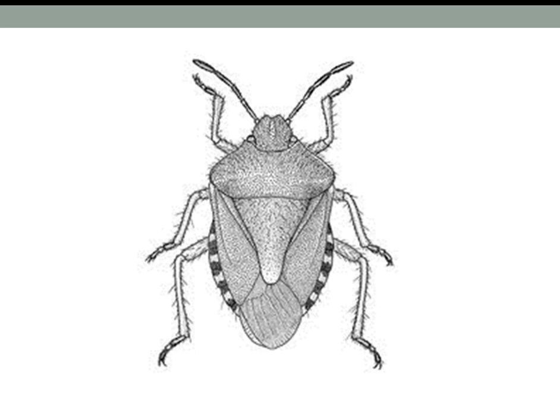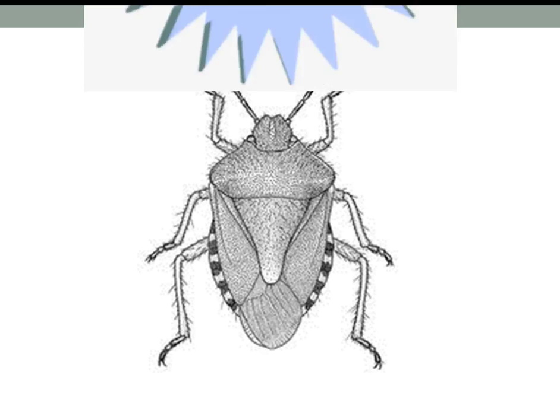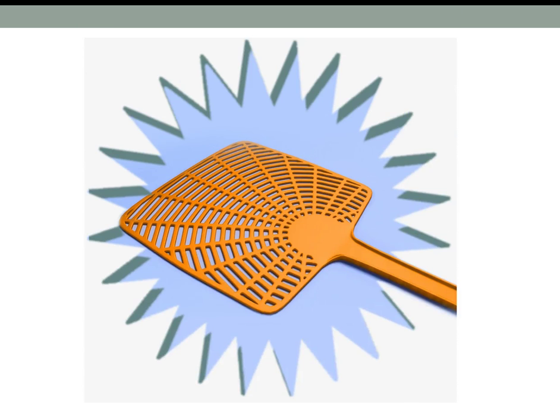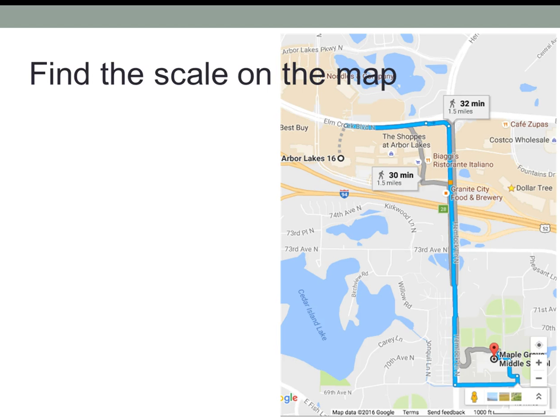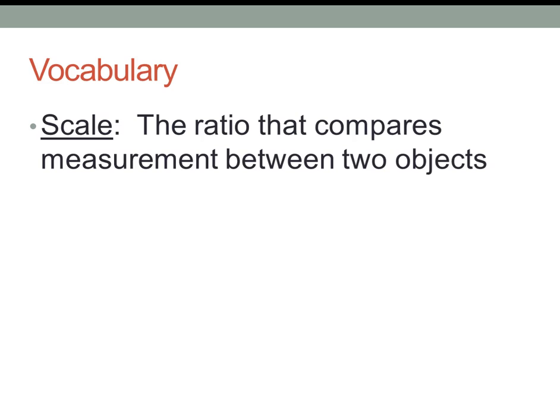Or let's say we're presenting to a group and we want to show them a picture. So here's a scale drawing of a bug that's enlarged. I don't like bugs, so let's get rid of it. SWAT! All right, we got rid of it. No more bug. All right, so we talked about vocabulary. The scale is the ratio that compares the measurement between two objects. So we saw that in all of those drawings where the drawing is proportional in size. So we shrink the width and the height the same amount, and we shrink it by the same ratio.